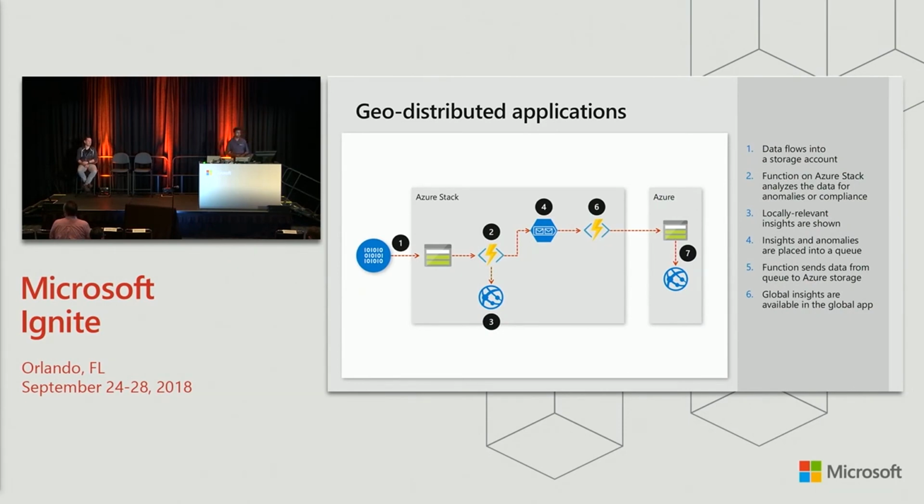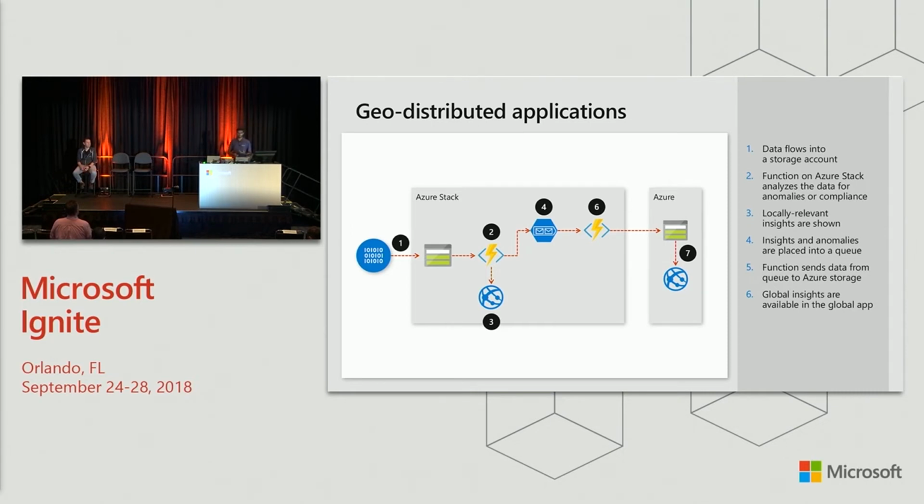Let's take a look at this setup. I have data probably from a number of devices. It flows into a storage account, at which point a function analyzes the data for compliance and anomalies. Is a certain sensor reading above a certain level? Is there credit card data in there? And it presents local insights to the user based on those anomalies or data. At which point, it then also strips out the non-compliant fields and puts the data into a queue. That queue activates yet another function, and then puts that data into a storage account in Azure for further analysis by the central team or by someone who can use the public cloud.